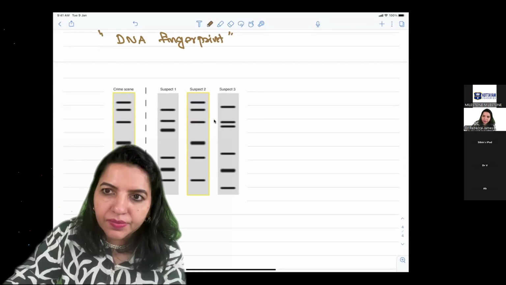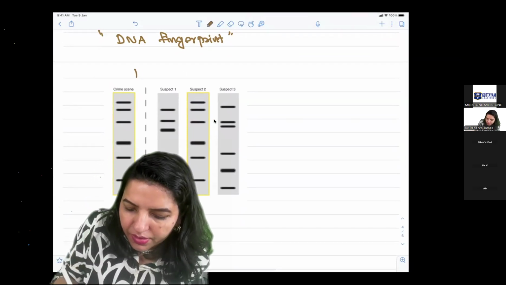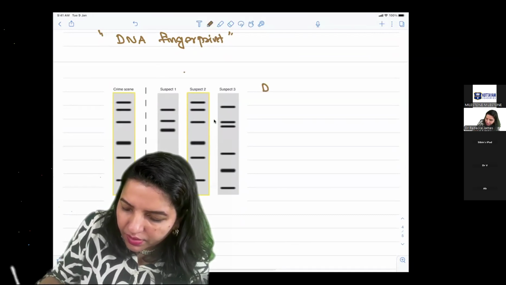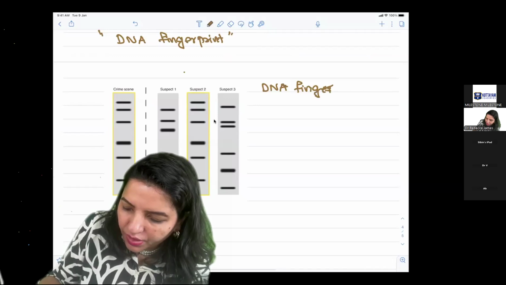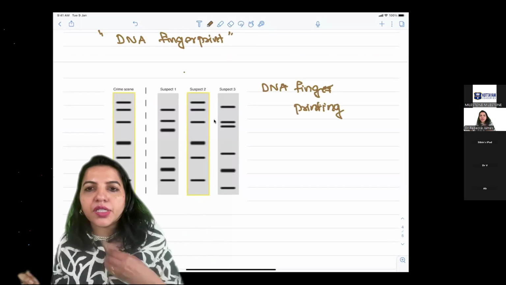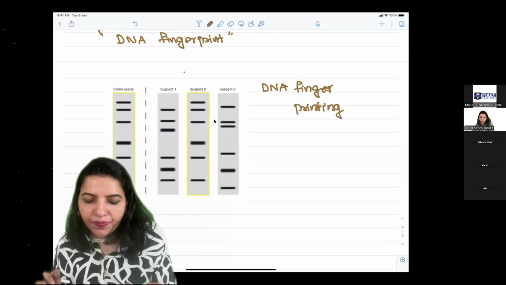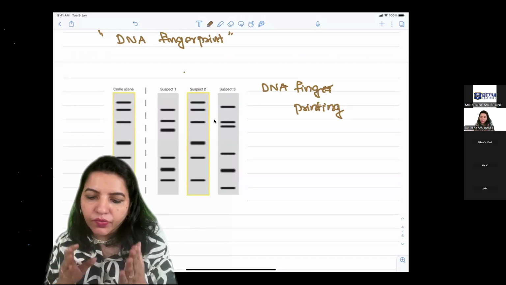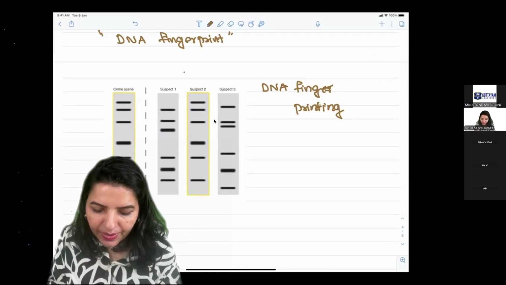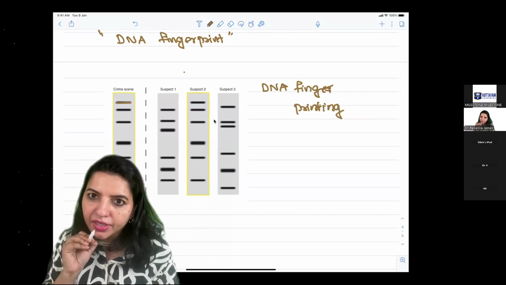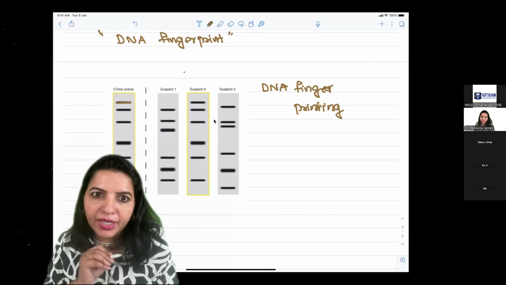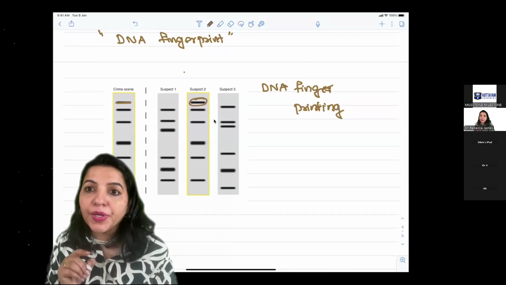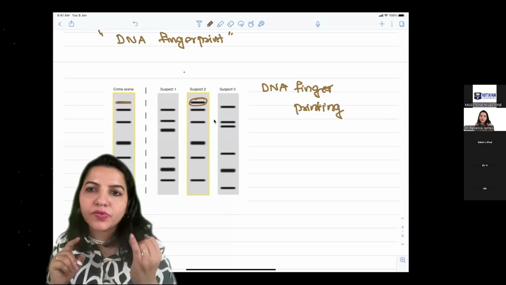So what is this technique called? This is DNA fingerprinting. This is the DNA sample that we got from the crime scene. There are 3 suspects here, 1, 2, and 3. Now look at each band. The first band is there in the DNA sample from the crime scene. It is not in the first and the third, but it is there in the second person. So who is the real culprit, suspect 1, 2, or 3?